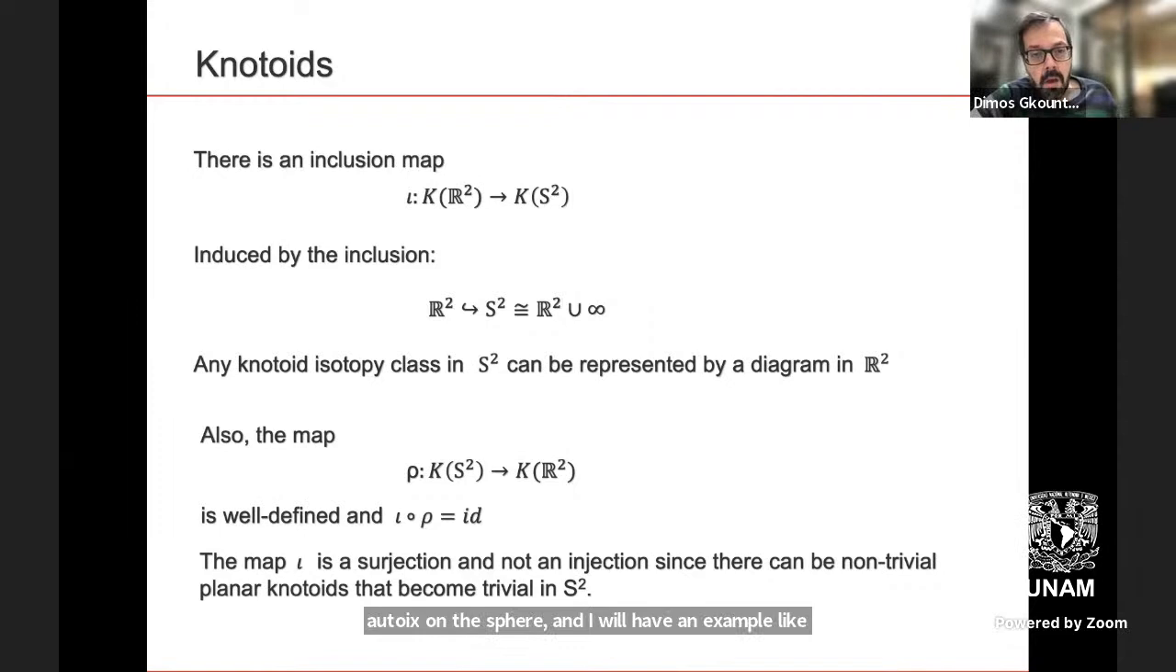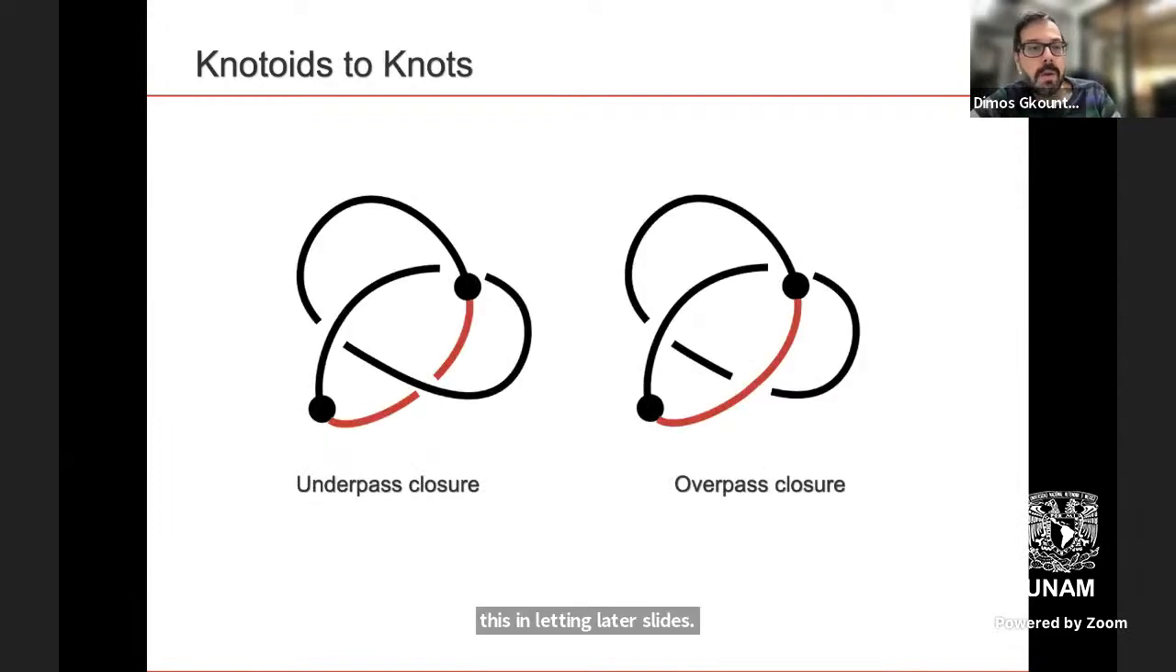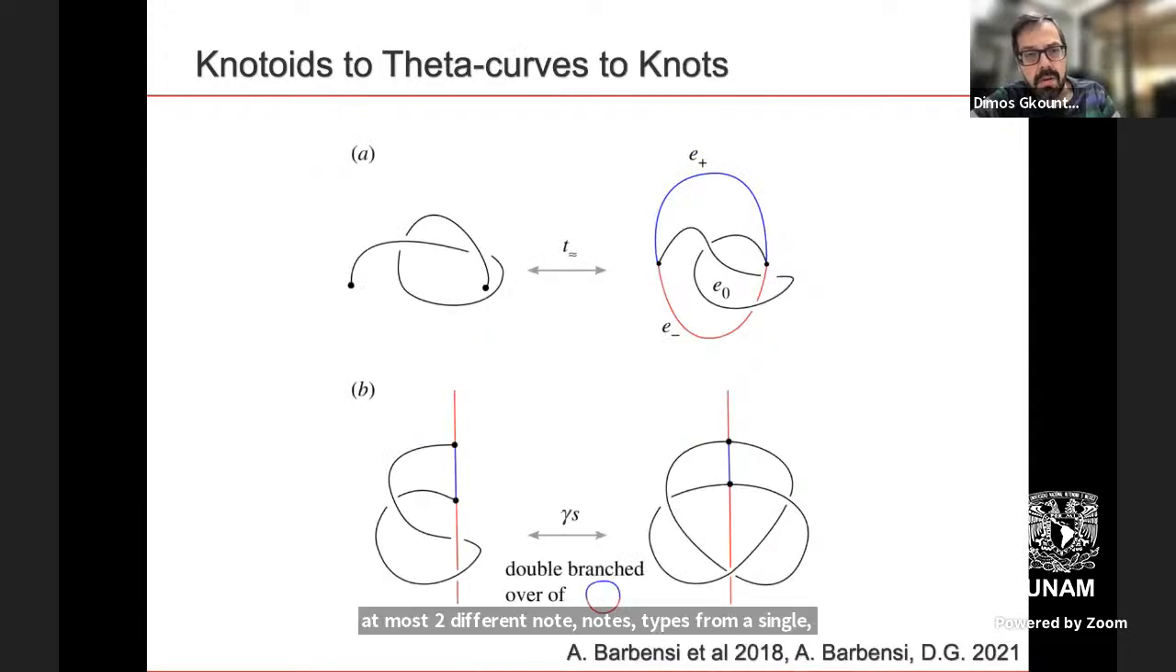in later slides. Okay, so let's discuss how we can get from knotoids to knots. First of all, the natural way, someone will say, okay, connect the endpoints. Okay, so how do we connect the endpoints? We have to make a choice. So either we connect with an arc that goes always under, so we have a well-defined operation, this is the underpass closure, or we go always over. So this is the overpass closure. This way we can get at most two different knot types from a single knotoid diagram. We can also get different structures in knot theory from a knotoid diagram.